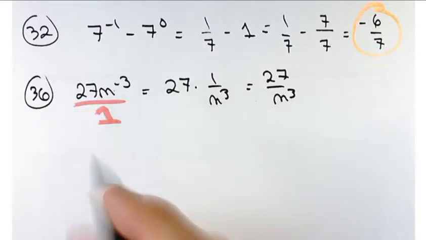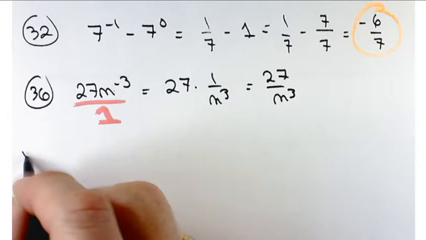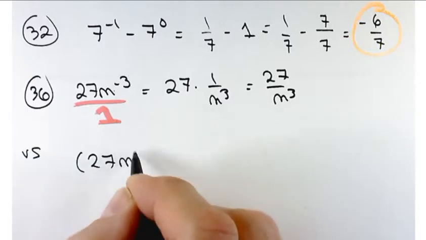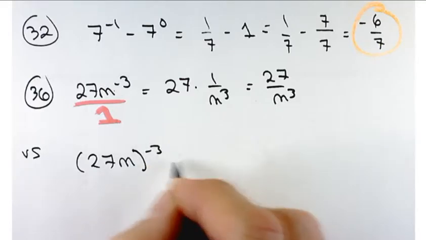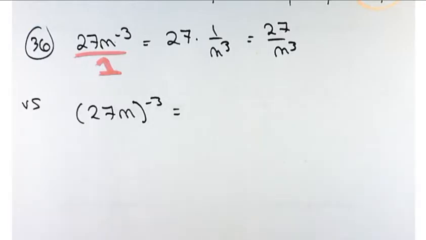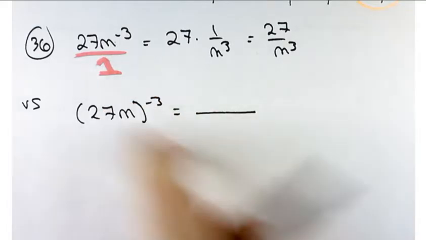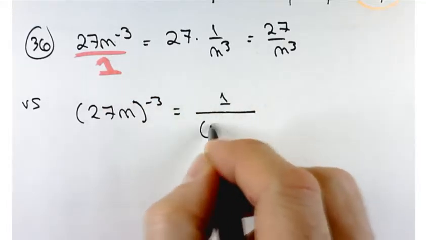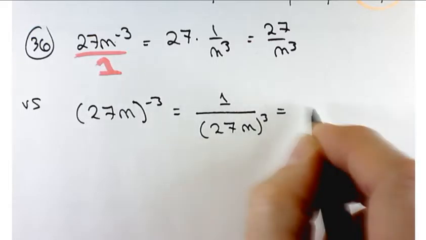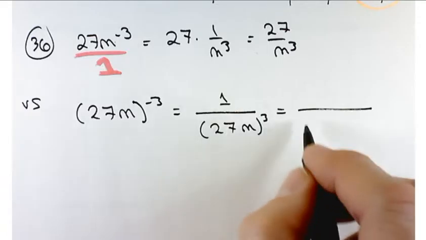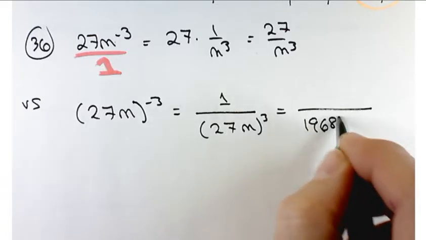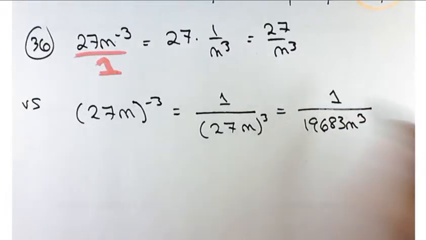Now something that's easy to confuse this with would be something like this, 27m to the negative third, with the exponent applying to the whole thing. That's a whole different animal. In this case, the whole thing comes down to the denominator. It'd be 1 over 27m cubed. And from there, you can cube out both of these. So 27 cubed is 19,683. And then the m also gets cubed. So they're much different things.